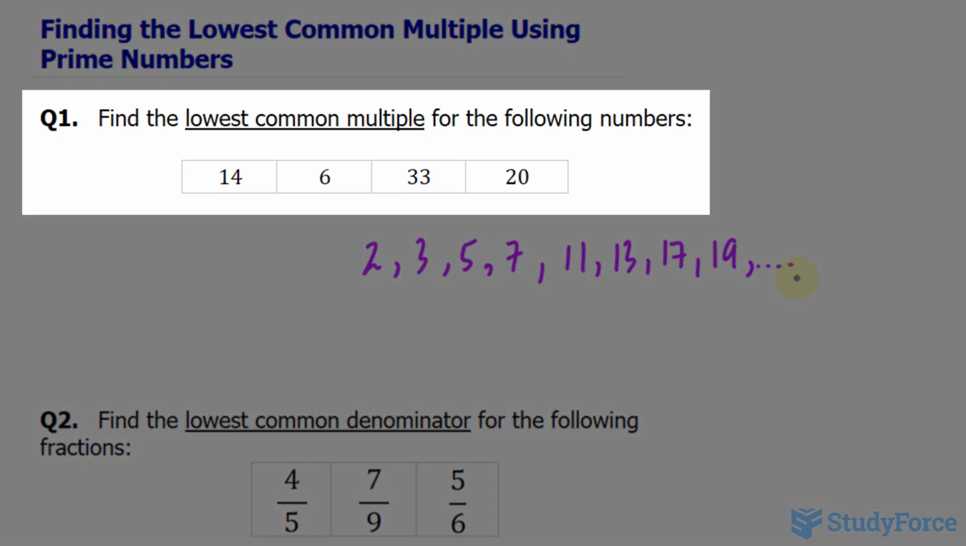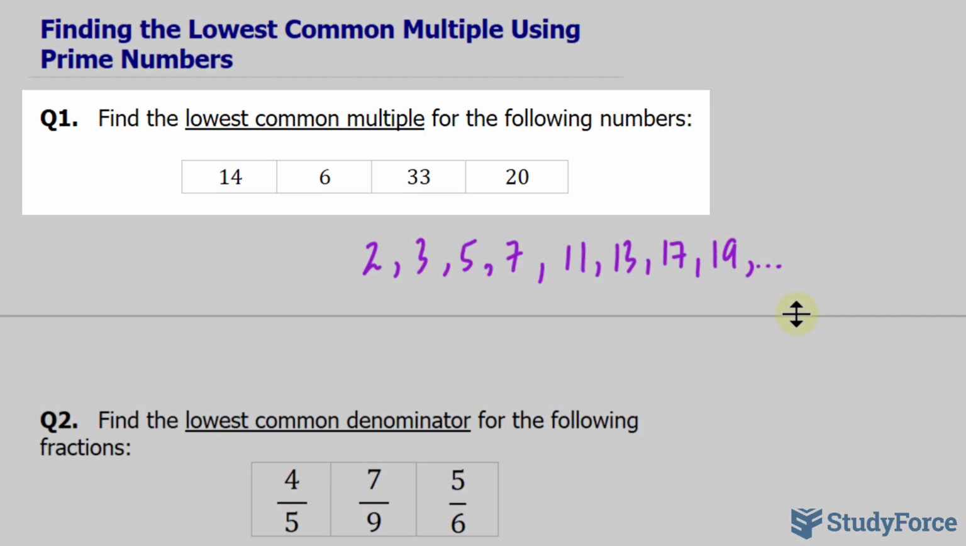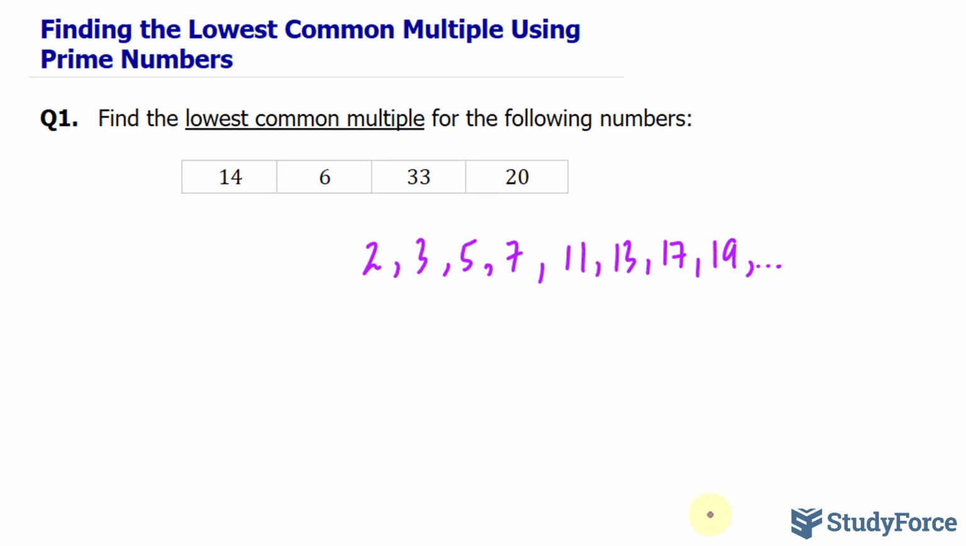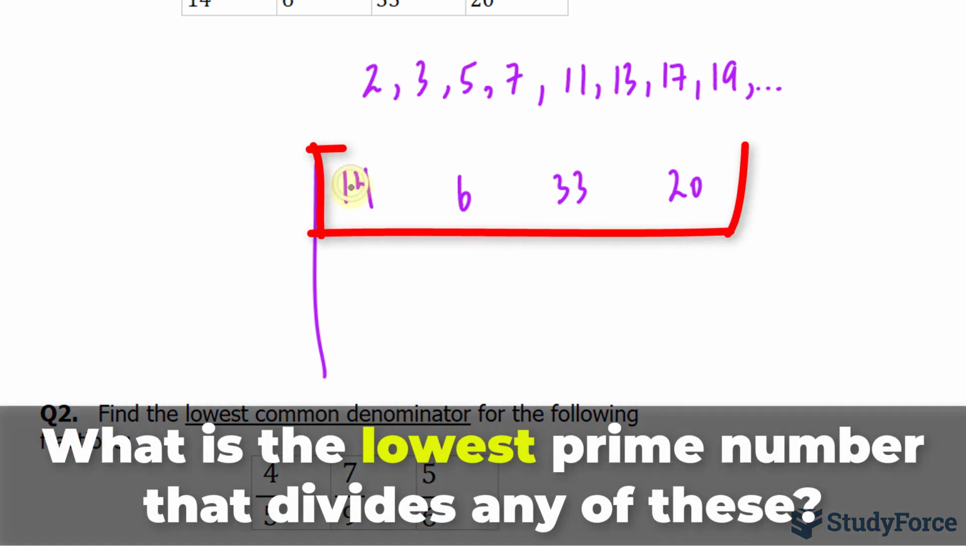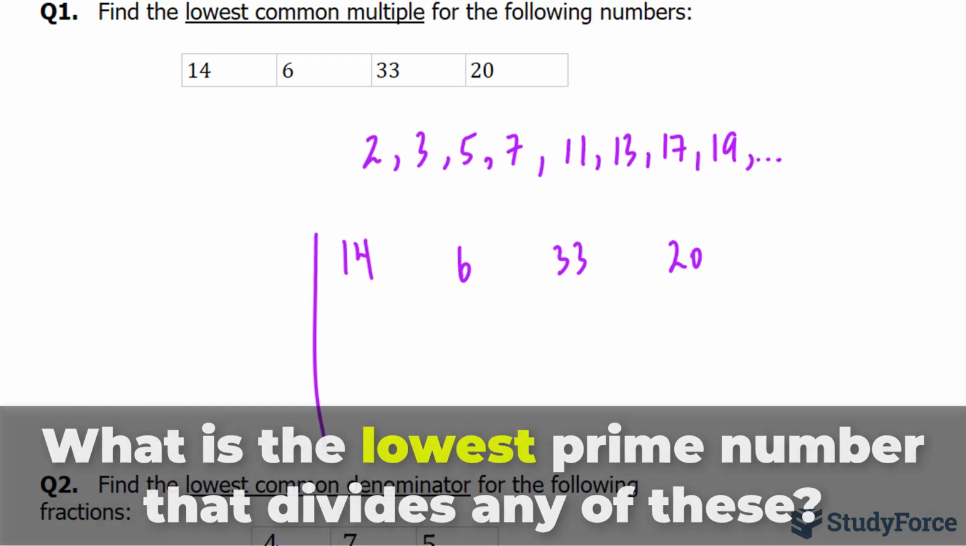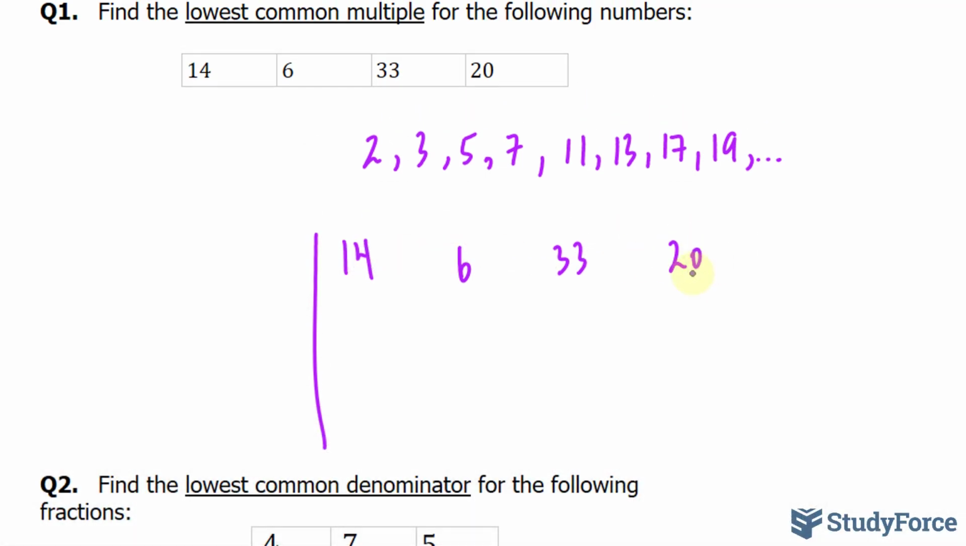So here in example 1, we're being asked to find the lowest common multiple for the following numbers: 14, 6, 33, and 20. So to start this method, we begin by writing these numbers out next to each other. So we have 14, 6, 33, and 20. The next thing we do is we ask ourselves, what is the lowest prime number that divides any of these numbers within that row? And we're looking for the lowest prime number. And that must be 2, because we have even numbers in the set.